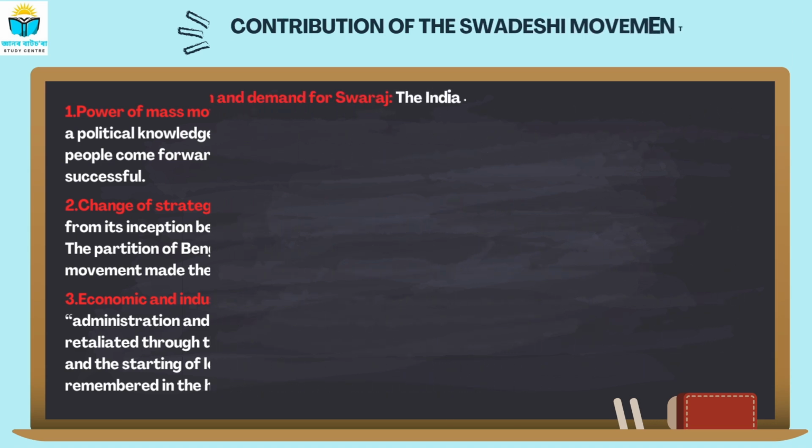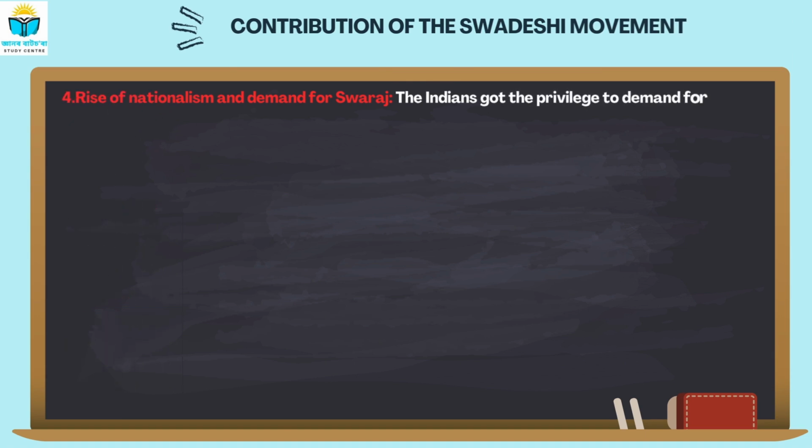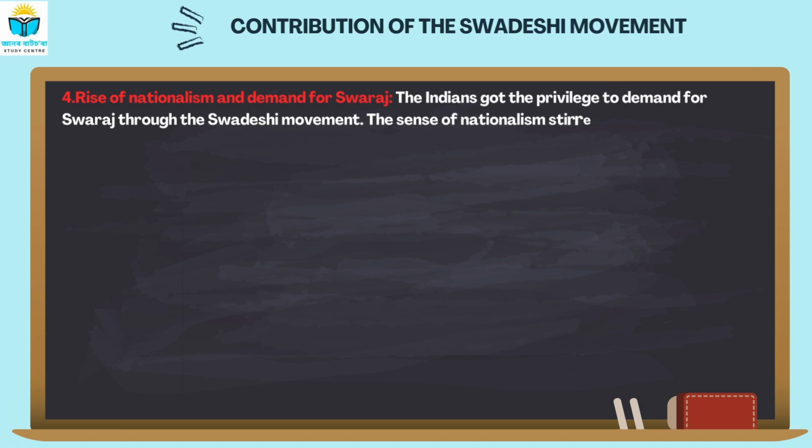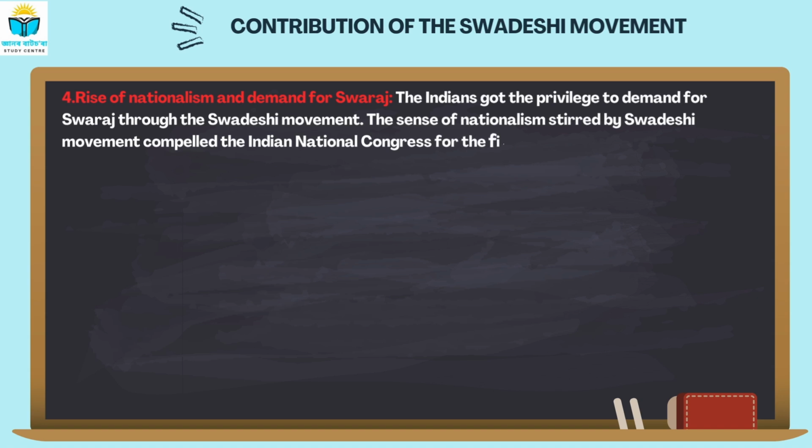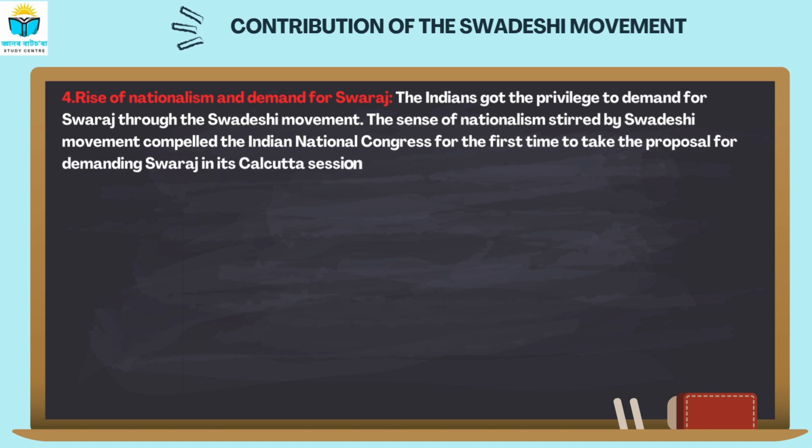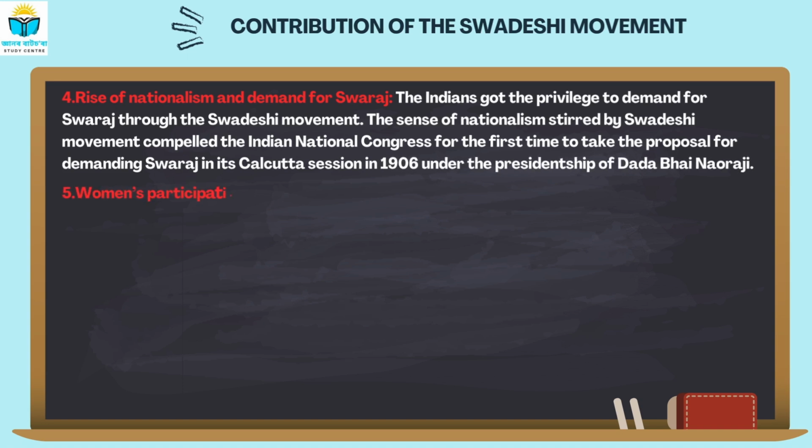4. Rise of nationalism and demand for Swaraj. The movement sparked a strong sense of nationalism. For the first time, in the Calcutta session of 1906, under Dadabhai Naoroji, the Indian National Congress formally proposed the demand for Swaraj, self-rule.